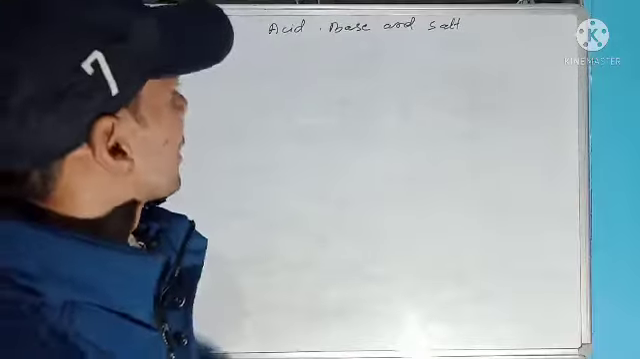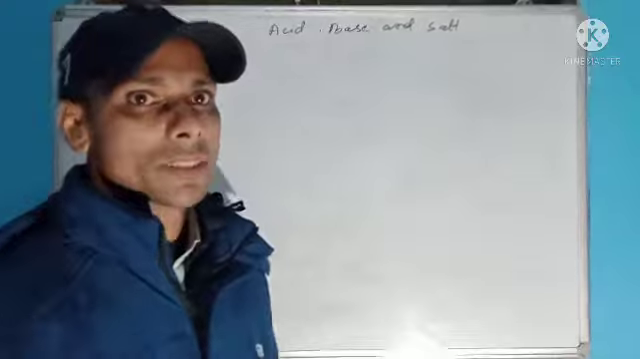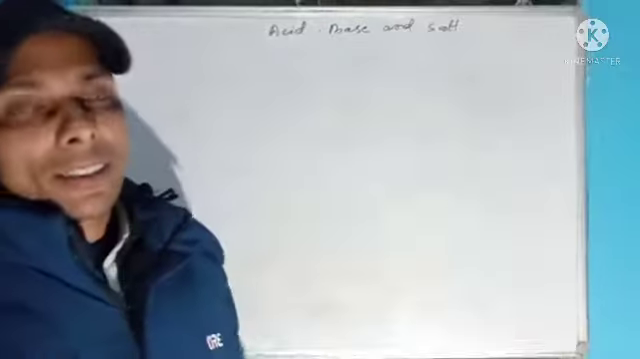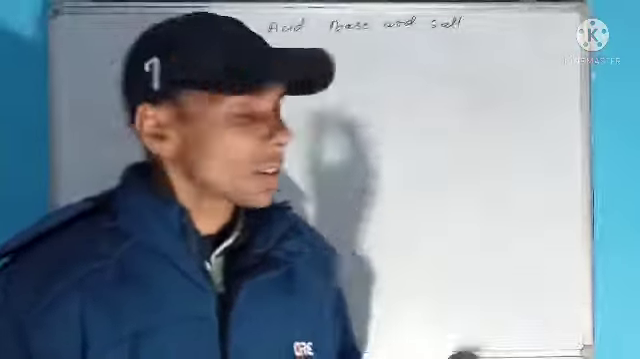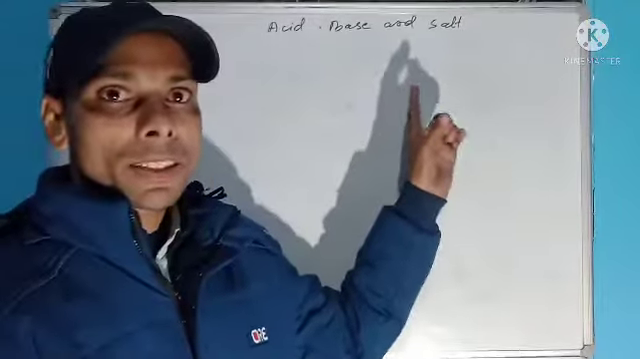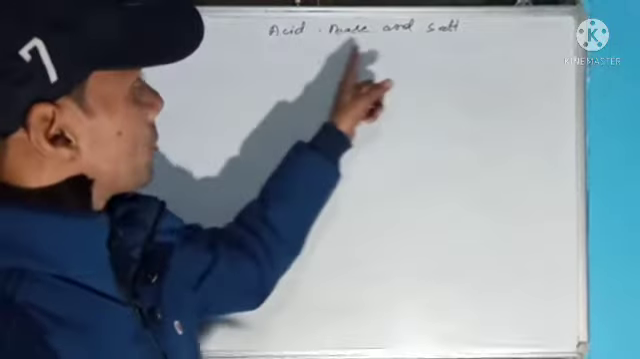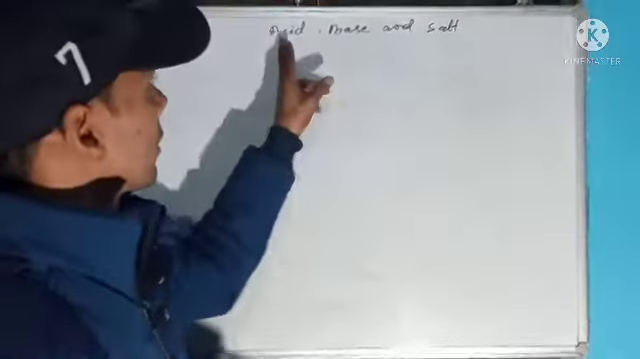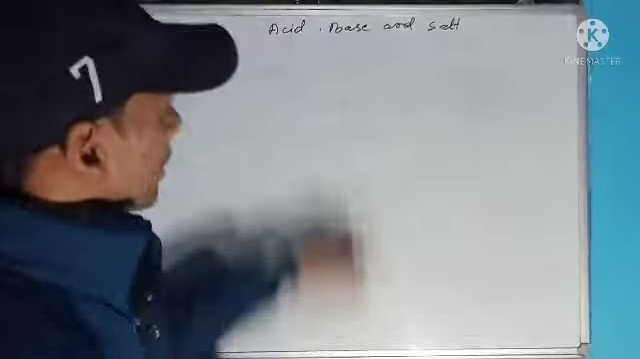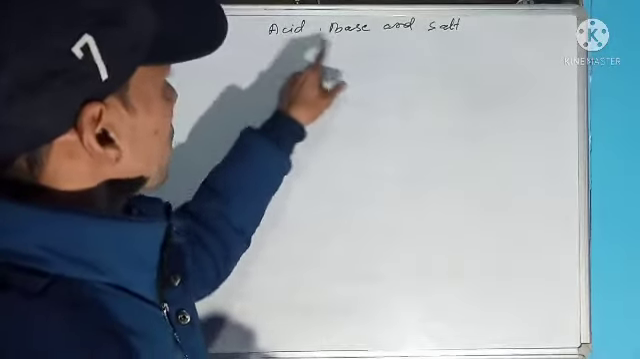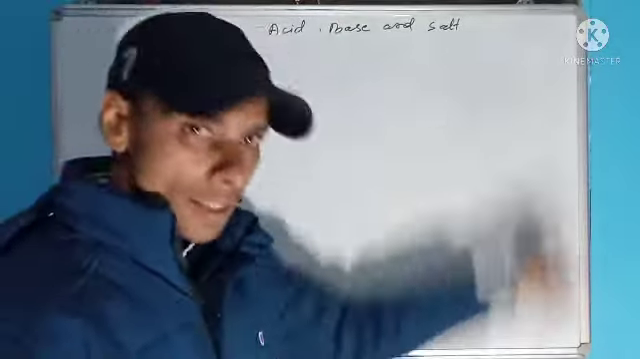Today we learn acid, base and salt. Before learning acid, base and salt, what is a compound? A compound is a pure substance. This is parts of compound. The compound can be divided into three major groups: acid, base and salts.